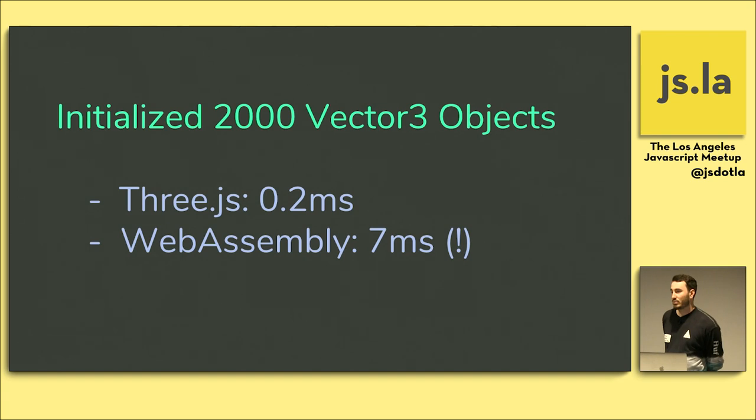And the reason for this boils down to the way memory is shared between JavaScript and C++. Like in the native stuff I showed before, you've got JavaScript, you've got C++, and they just communicate directly with each other.